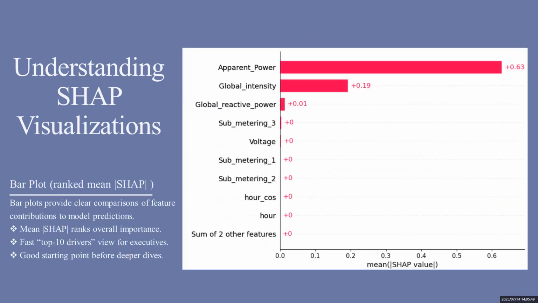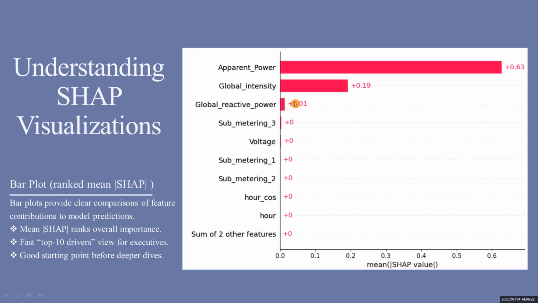Now let's look at the bar plot. The bar plot ranks the mean of the SHAP values. The bar plot provides a clear comparison of feature contribution to model prediction. So let's see how these features contribute. The mean of the SHAP ranks overall importance, so for this we look at the mean value. Now we look at the fast top 10 drivers. It's an executive view, and a good starting point before deeper dives.